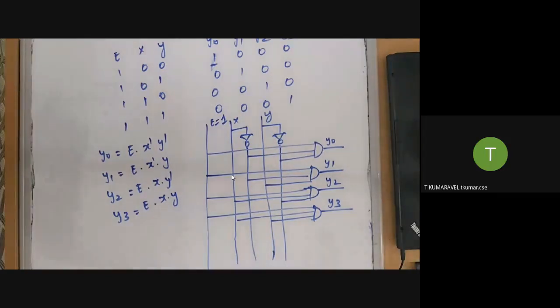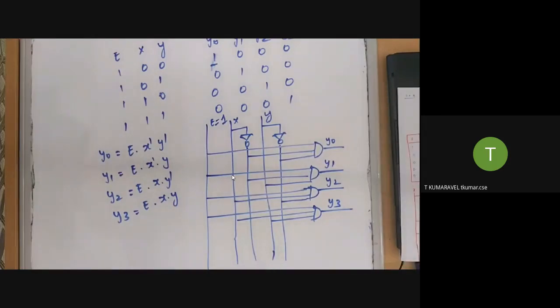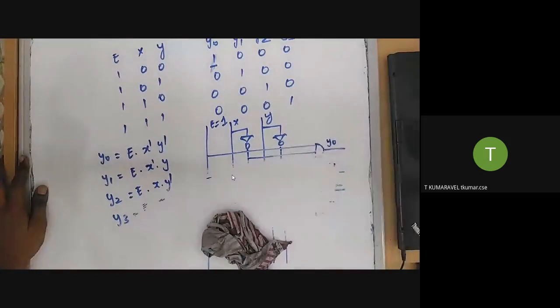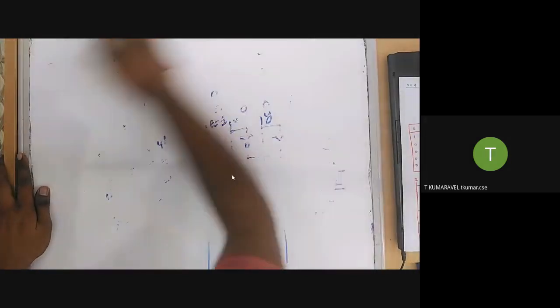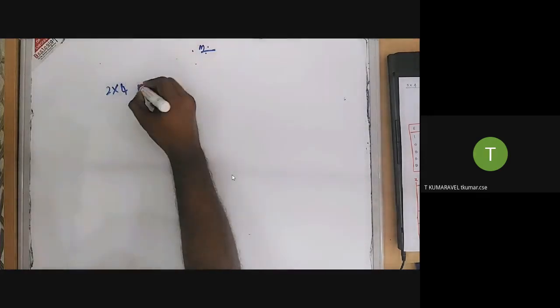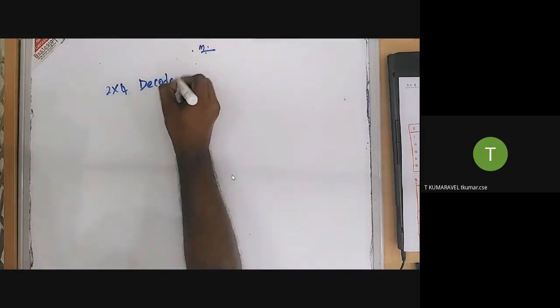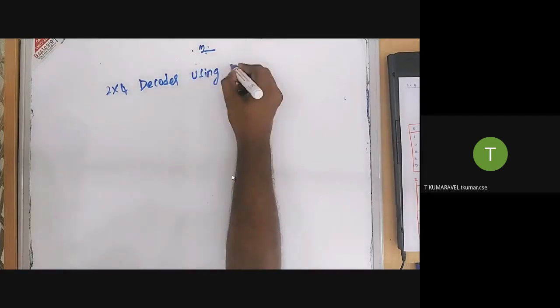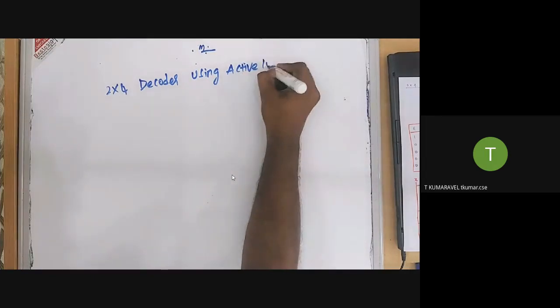Similarly, I'm going to take the case where the active input is low. In that case, how should your decoder appear? So now I'm going to take a 2 by 4 decoder using active low input.